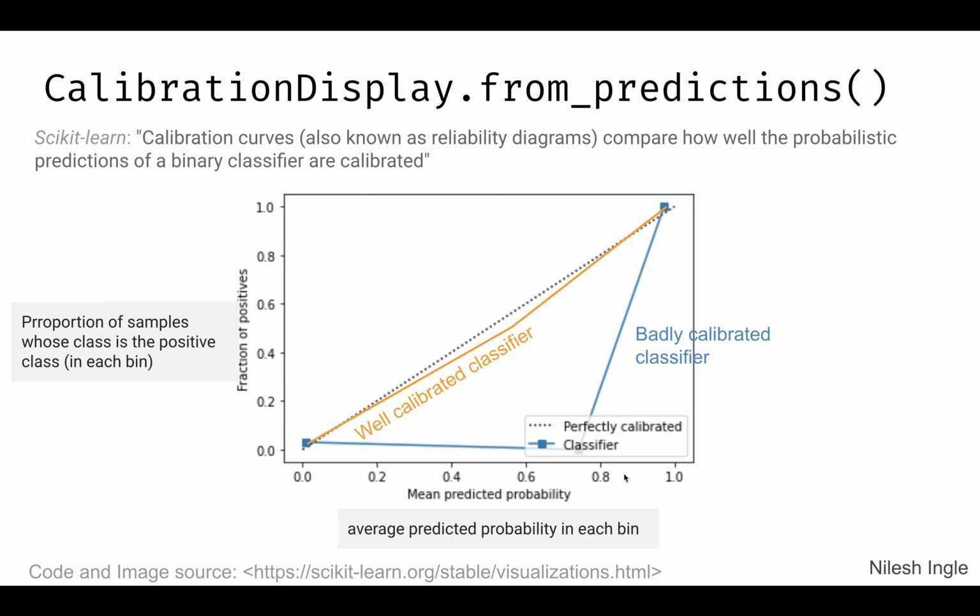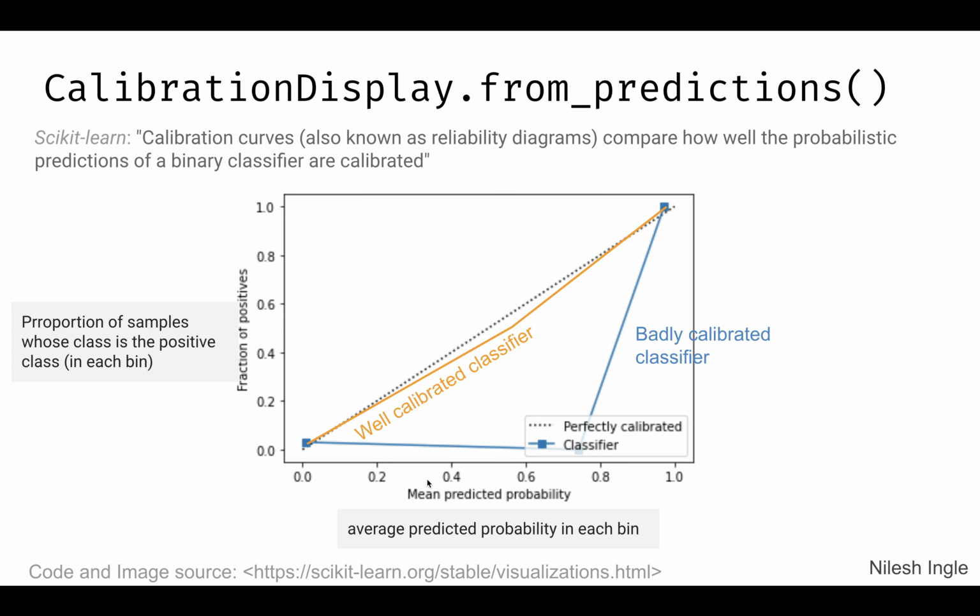Next, we have the calibration display dot from_predictions. So calibration display or calibration curves are used to see if the classifier is well calibrated. That is to say, if you're looking at just classification as ones and zeros, this may not be that important. But if you are looking at the actual probabilities, then this would be important.